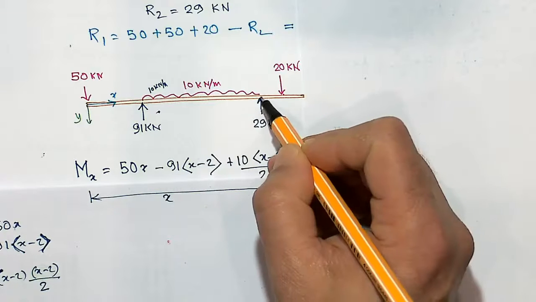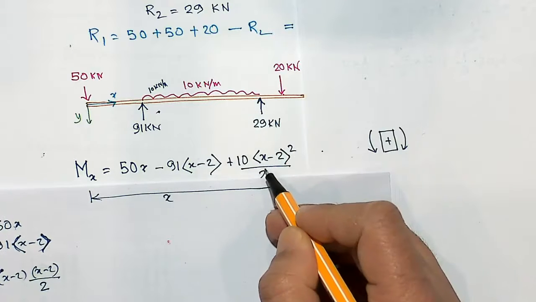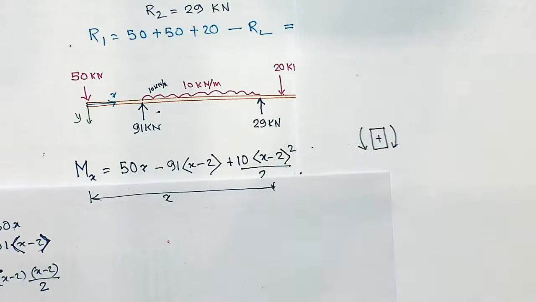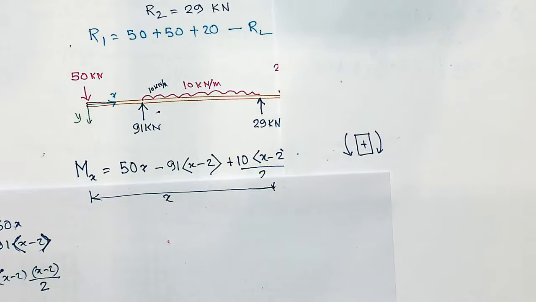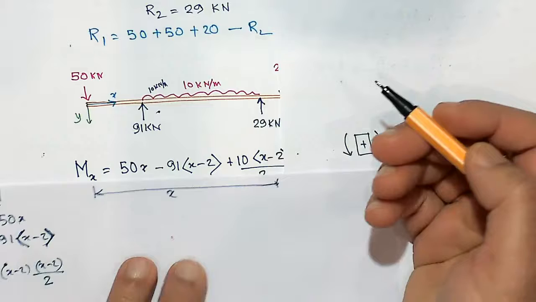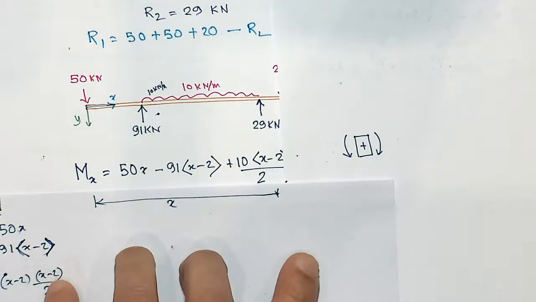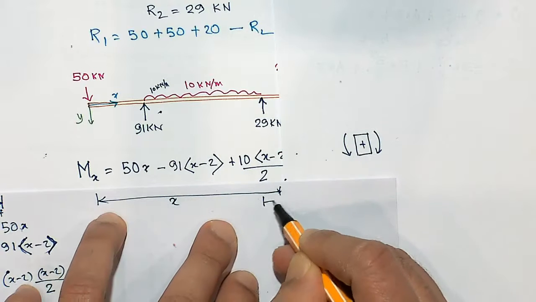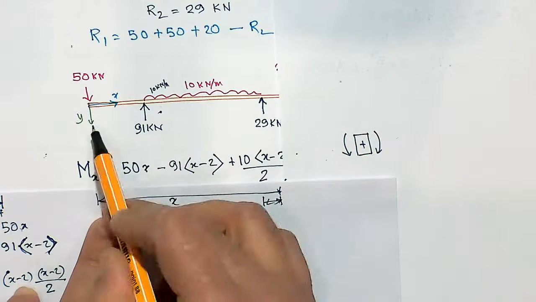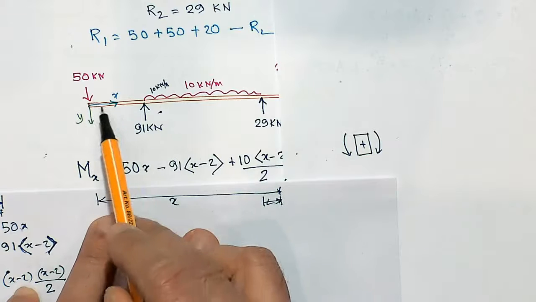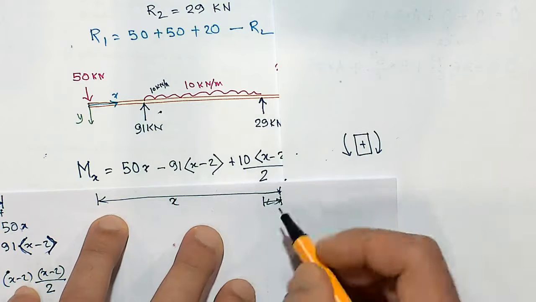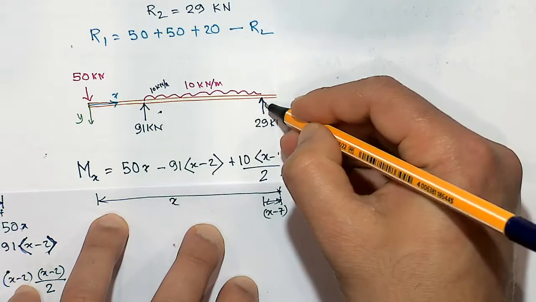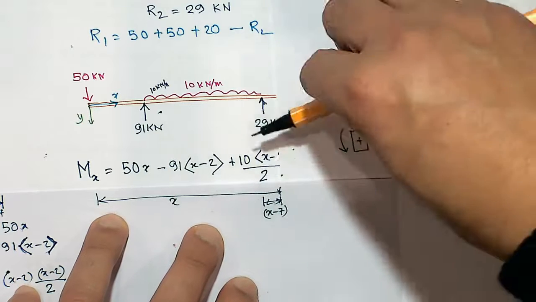So that means there must be, because if I keep that point, we have to have UDL going in the opposite direction. And of course there is 29 in there as well. So first let's deal with 29. So 29 will act at a distance of, this one is a, so that would be 2 meter plus 5 meter, 7 meter. So that would be x minus 7 meter. So x minus 7 meter would be 29, and that will create a sagging moment.